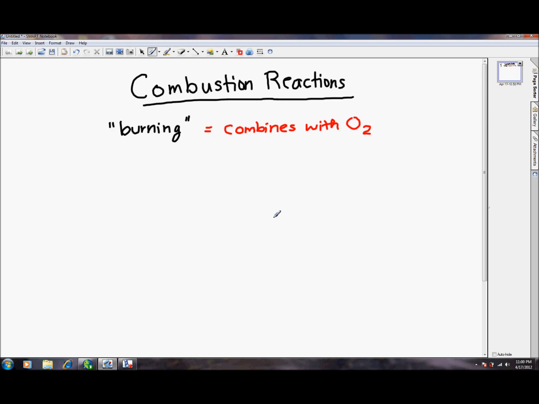Now, combustion can happen fast, like an explosion, or when we're burning gasoline or natural gas or wood. However, combustion can also be a relatively slow process. And sometimes a combustion reaction isn't what we would necessarily expect. We're going to look at two major kinds of combustion reactions. The first one we're going to look at is combustion of a metal.